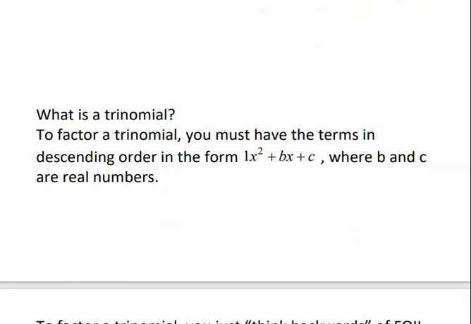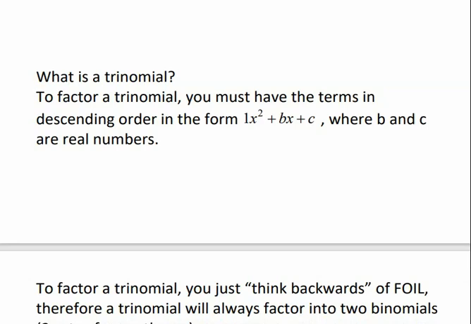And when we get ready to factor a trinomial, we need to get it in the right order. It needs to be in descending order according to the exponents. So when we're factoring a trinomial, it should look something like this, where we have the biggest exponent first. So this has x squared, x, and then the constant. Now, whenever we factor a trinomial, we have to think backwards of foiling.